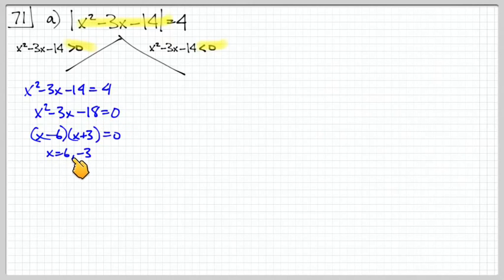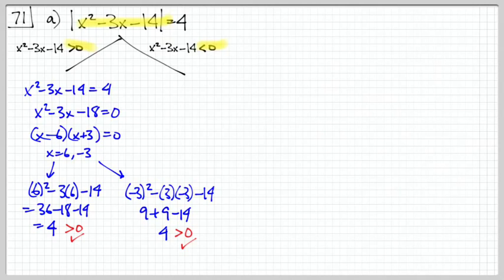I get x is equal to 6 and negative 3. I check both of my answers just to make sure. So I do get 4. I get 4, which is what I'm expecting to get up here.